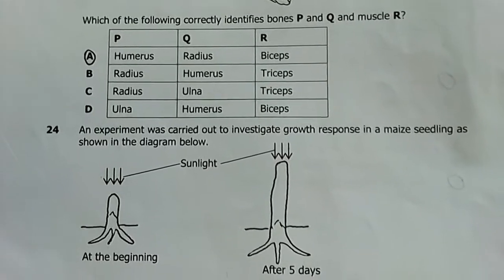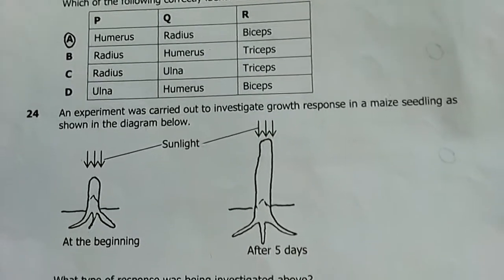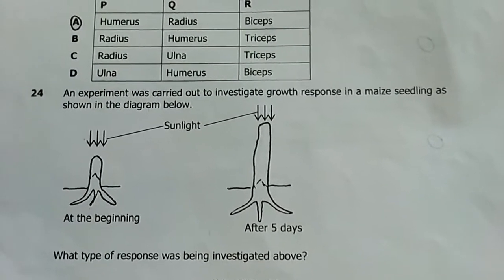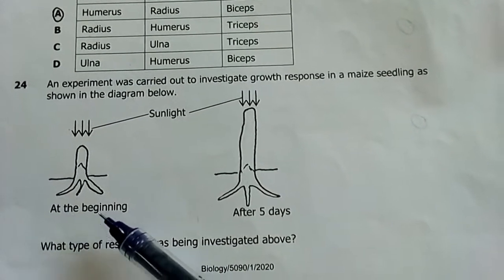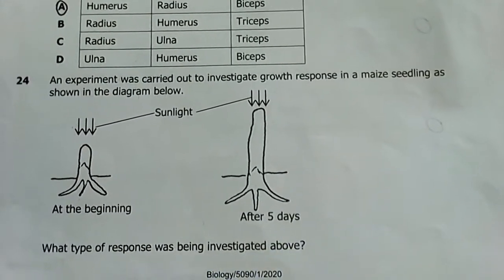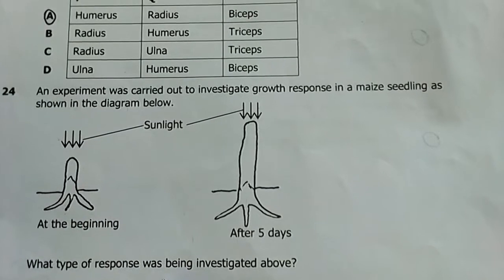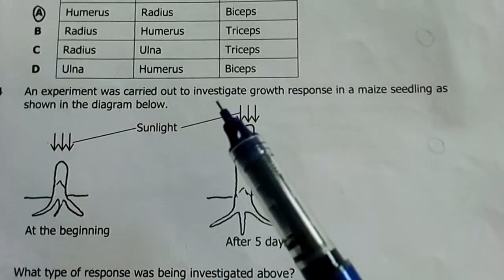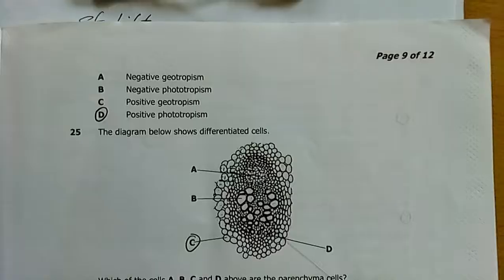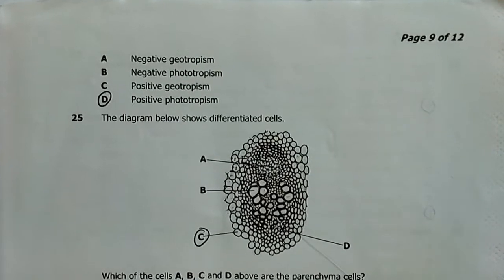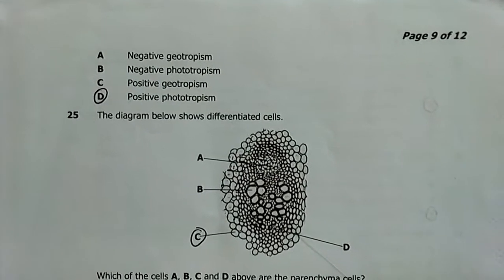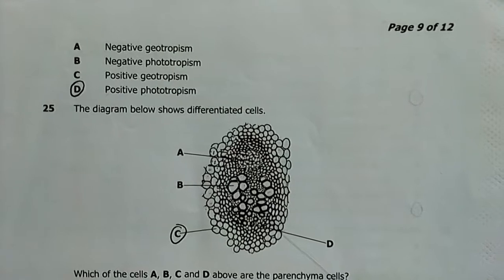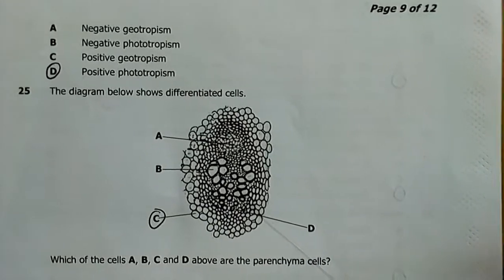24. An experiment was carried out to investigate growth responses in maize seedlings. At the beginning, after 5 days, what type of response is being investigated here? They're showing light. My answer there is D, positive phototropism. The plant was growing directly towards light and not away from light.